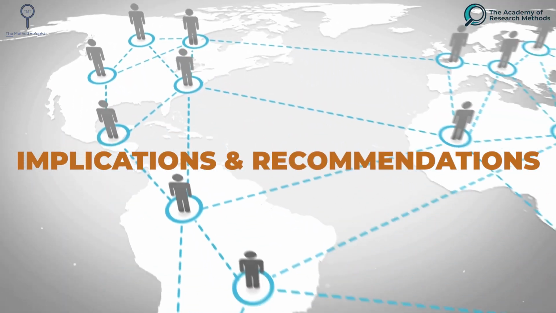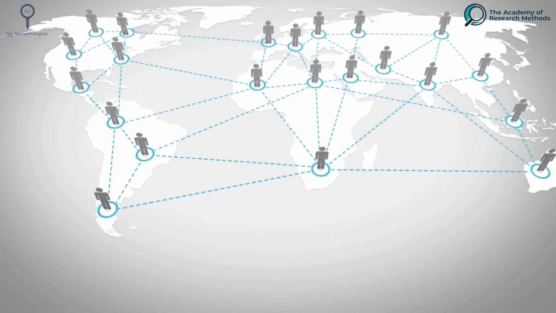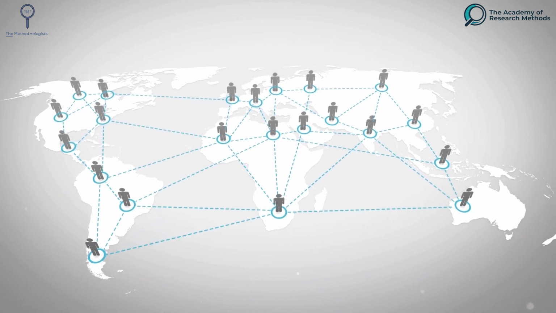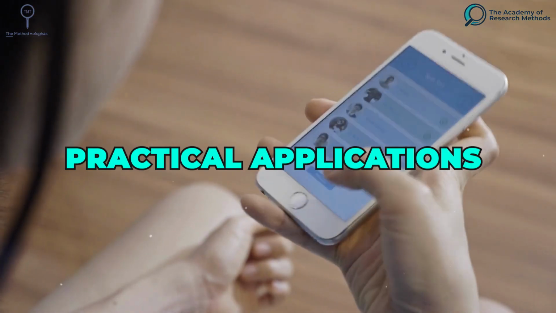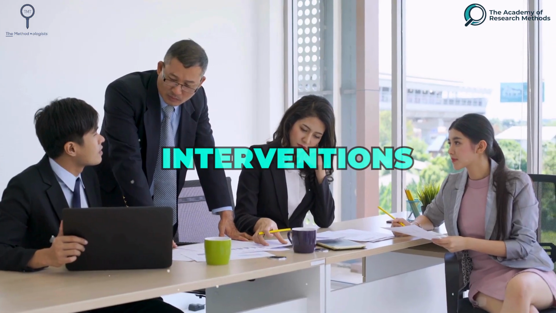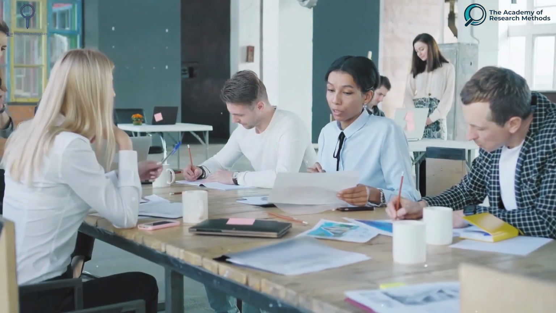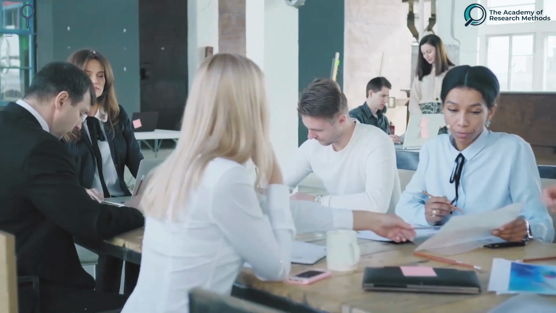So the implications and recommendations is a section that delves into the real-world relevance of the research. It suggests practical applications, interventions, or policy changes based on your findings. It's the bridge that connects academic inquiry to tangible change.